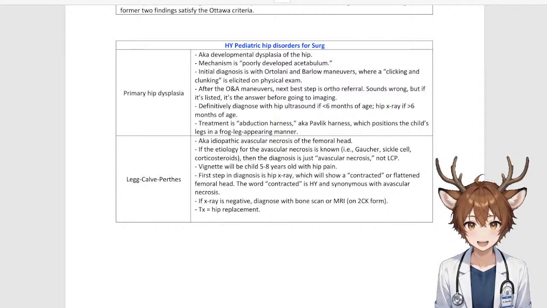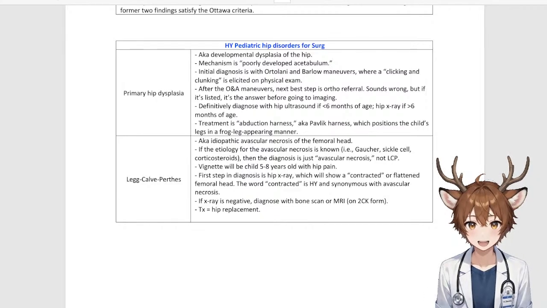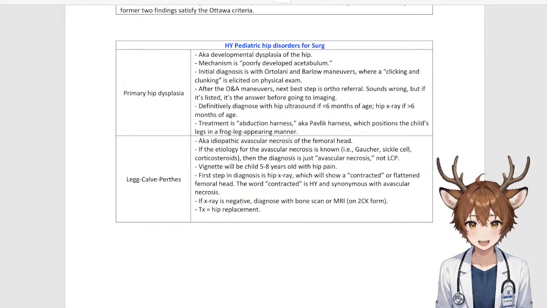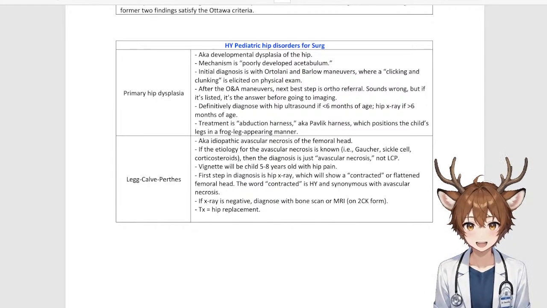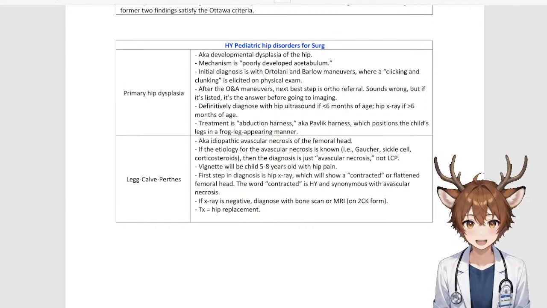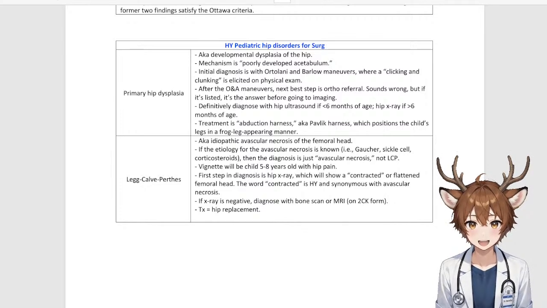And the etiology for the avascular necrosis is known: Gaucher, sickle cell, corticosteroids. Then the diagnosis is just avascular necrosis, not Legg-Calvé-Perthes disease. Vignette will be a child 5 to 8 years old with hip pain. First step in diagnosis is X-ray, which will show a contracted or flattened femoral head. The word contracted is high yield and synonymous with avascular necrosis.